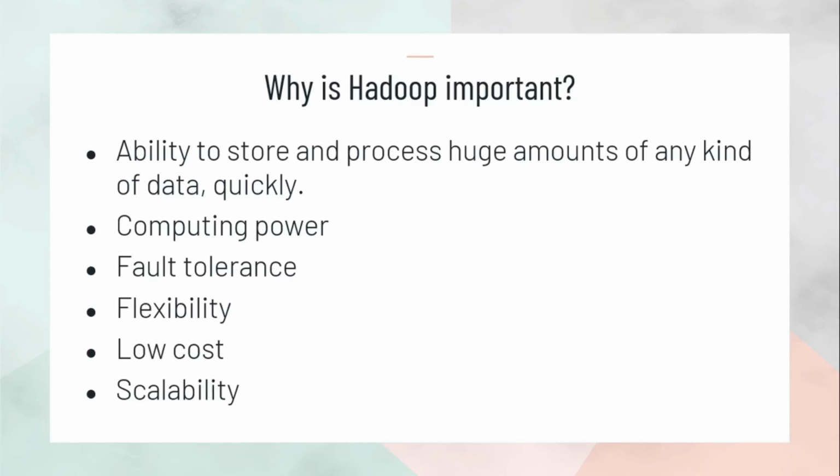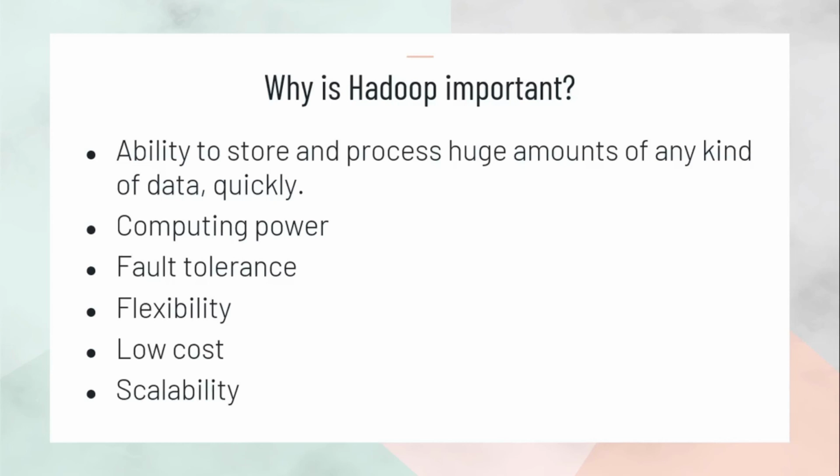Second, computing power. Hadoop's distributed computing model processes big data fast. The more computing nodes you use, the more processing power you have. Third, fault tolerance. Data and application processing are protected against hardware failure. If a node goes down, jobs are automatically redirected to other nodes to make sure the distributed computing does not fail. Multiple copies of all data are stored automatically.